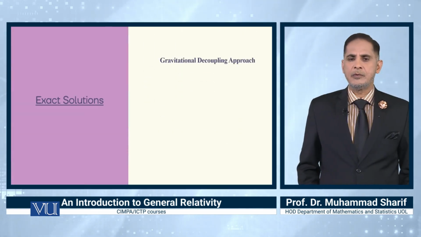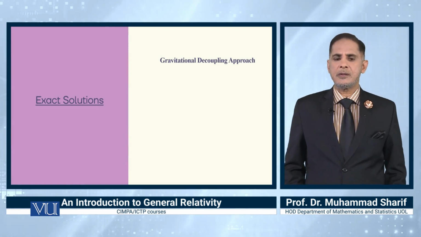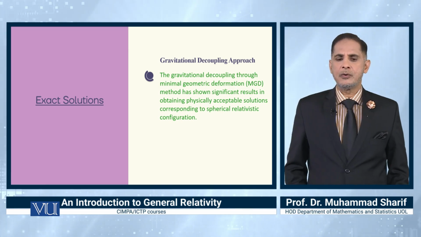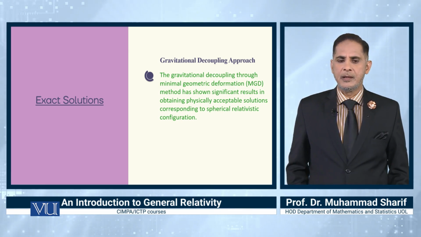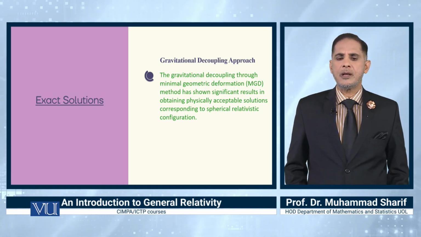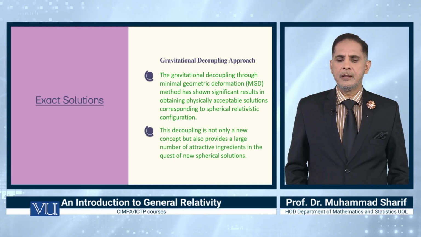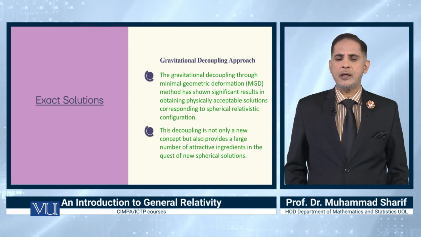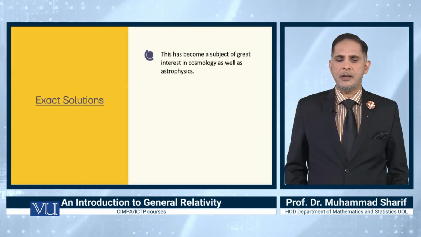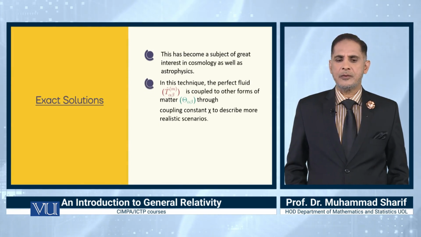Now, I would describe the gravitational decoupling approach. This is a very recent approach that has been used by many people to find solutions of the Einstein field equations. The gravitational decoupling through the minimal geometric deformation method has shown significant results in obtaining physically acceptable solutions corresponding to spherical relativistic configurations. This is not only a new concept, but also provides a large number of attractive ingredients in the quest of new spherical solutions. This has become a subject of great interest in cosmology as well as astrophysics.